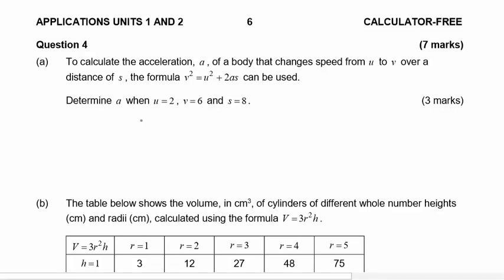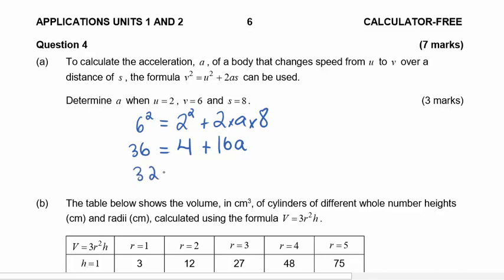So 6 squared equals 2 squared plus 2 times a times 8. Simplifying, we have 36 equals 4 plus 16a. Alright, so subtracting 4 from both sides because we need to get rid of this 4 bit first, we get 32 equals 16a, and then up and over here, divide both sides by 16, tells us that a equals 2.